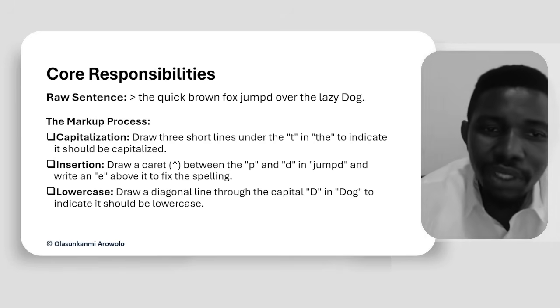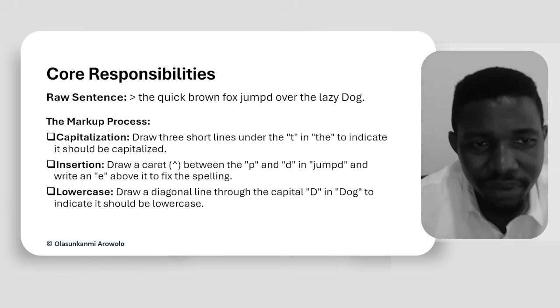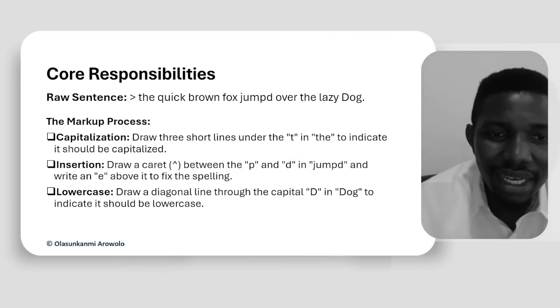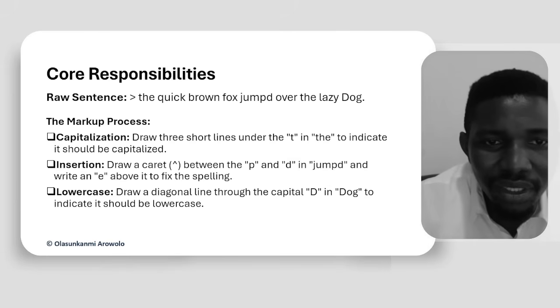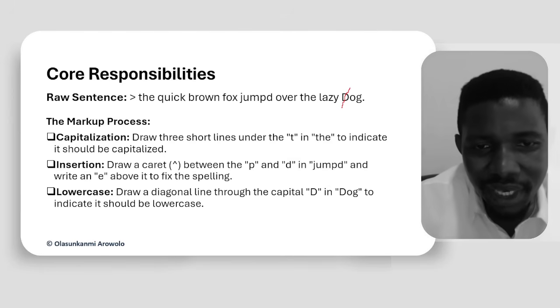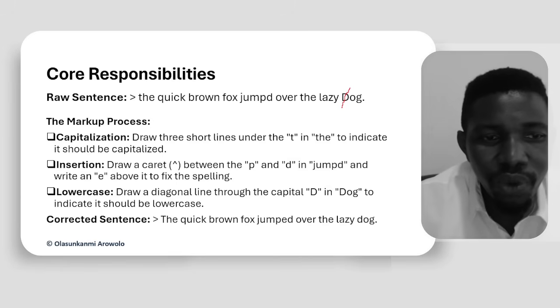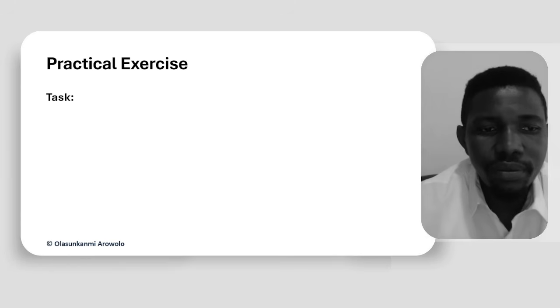Now look at the dog. The dog is in capital letter. It should be in small letter. So a diagonal line, that is a slant line like this, I'll just put that on your screen so you have a feel of it. If I have a slant line like this, it means it should become a lowercase. So the correct form would be: the quick brown fox jumped over the lazy dog.